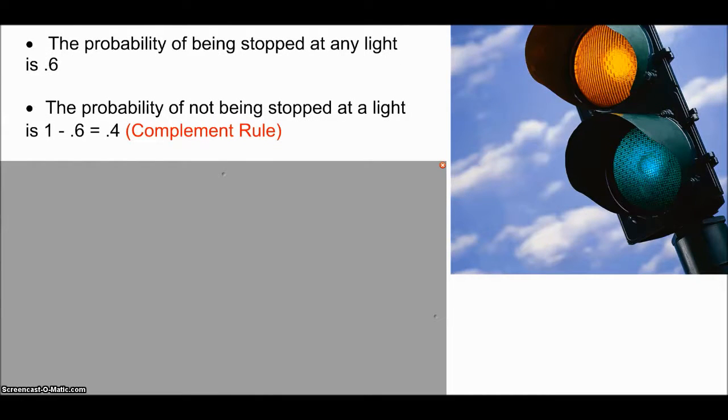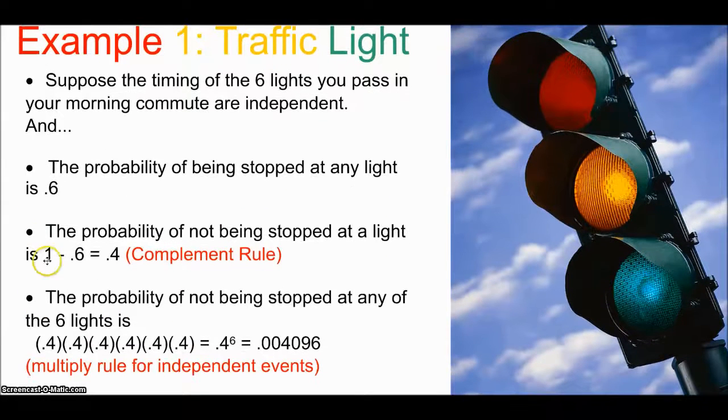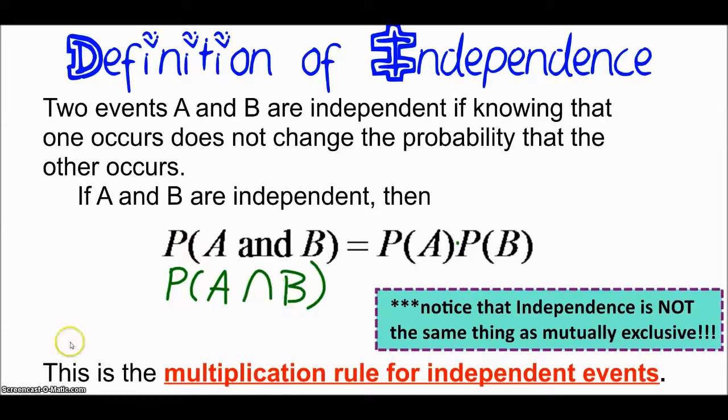Okay? So now, what is the probability of not being stopped at any of the 6 lights that you take to get to school? Well, the probability for each light is 0.4, and there are 6 of them. So what you're going to do is 0.4 times 0.4 times 0.4 times 0.4 times 0.4 times 0.4, or 0.4 to the 6th power. So that's 0.004096. This is the probability of not being stopped at any of the 6 red lights on your way to school. If you want to think about this in terms of percentages, that's 0.4%. And the probability is 0.004. This comes from the multiplication rule for independent events. So in case you're wondering, this is the multiplication rule for independent events that I just talked about.